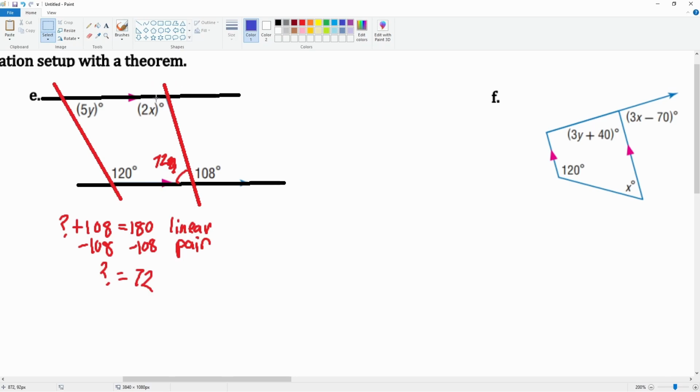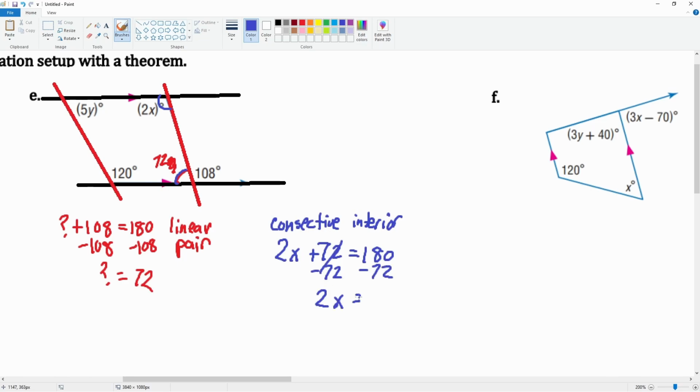Okay? So let's do this one first. This one and this one. Okay? That one is consecutive interior angles. So we know 2x plus 72 is equal to 180. Solve for x. We get 180 minus 72, that gets you 108. Divide 2 to both sides. This cancels. X is equal to 54.